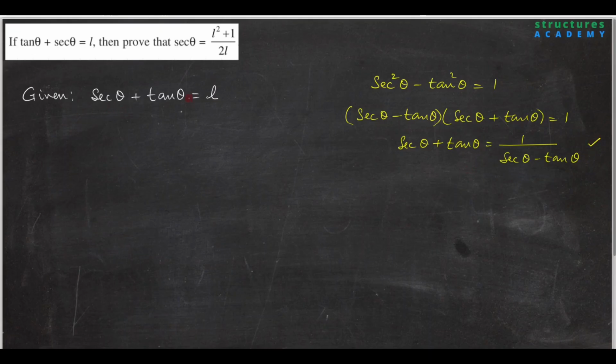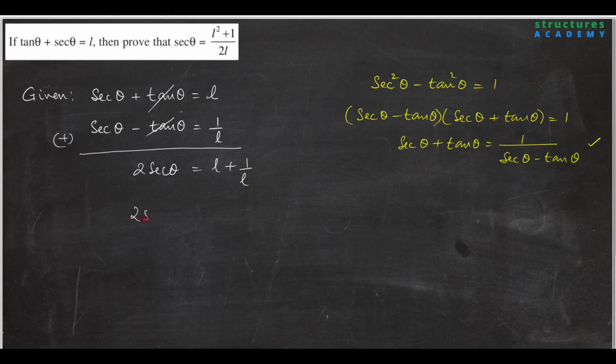We have been given secant theta plus tan theta is L, which essentially means secant theta minus tan theta would be 1 upon L. Now if you add these two equations, these two terms will get cancelled and you get 2 secant theta is equal to L plus 1 upon L, which means 2 secant theta is equal to, if you take the LCM here, L square plus 1. And therefore, secant theta is equal to (L square plus 1) divided by 2L. This is what we have been asked to prove.